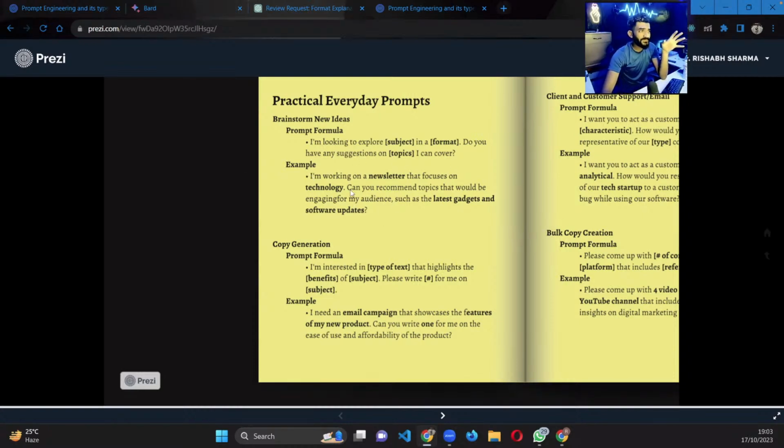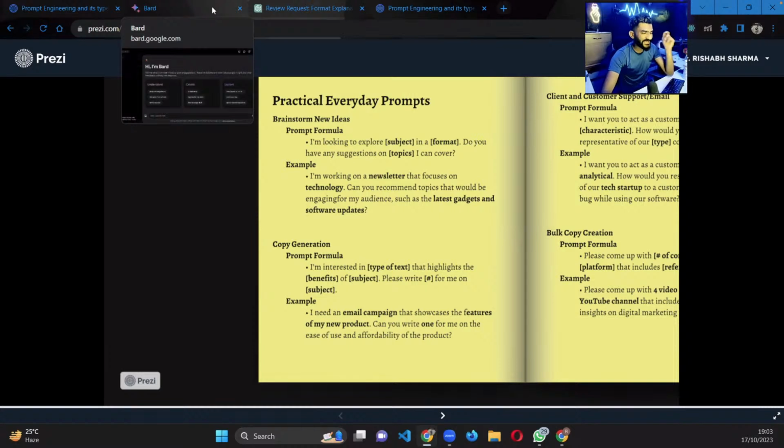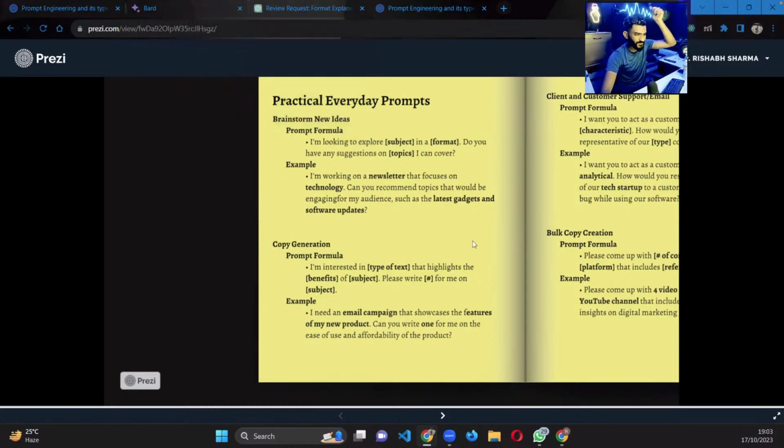So maybe I can write this prompt on Bard. How many of you want me to write this prompt on Bard? How many of you want me to write this prompt on Bard? Bard पे कौन चाहता है?